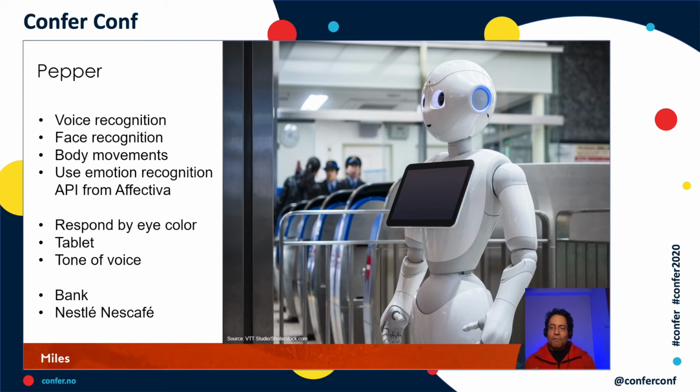Pepper responds by changing the color of his eyes and the tone of his voice, and also the content that is displayed on his tablet. He's been used in a large bank in Japan, in Nestlé Nescafé, and also in the railway in various places in Japan. And as of August 2018, he uses this Affective API for emotion recognition.